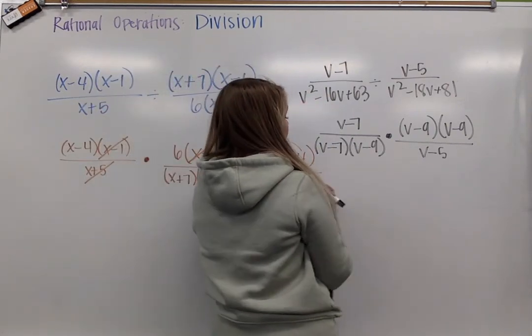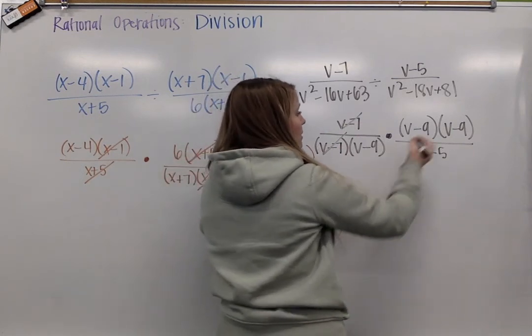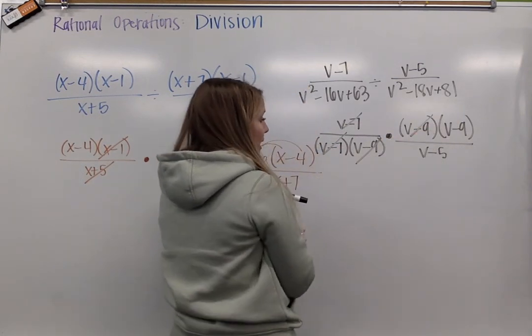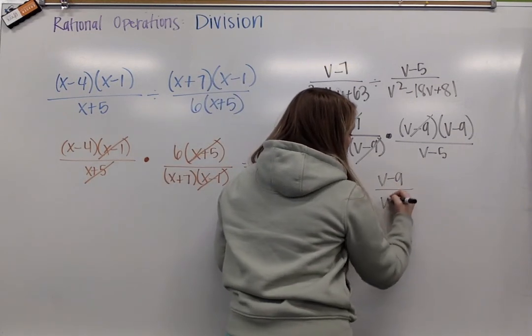Now I'm ready to simplify. b minus 7 divided by b minus 7 is 1. b minus 9 divided by b minus 9 is 1. And I'm left with b minus 9 over b minus 5.